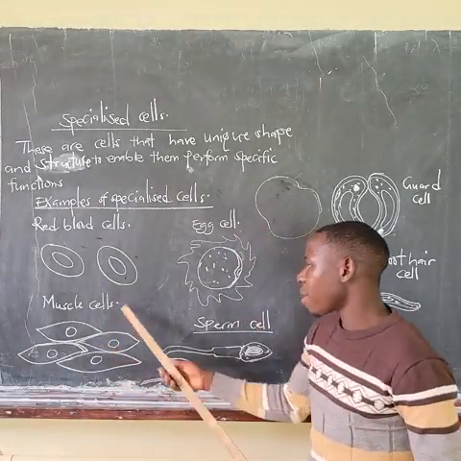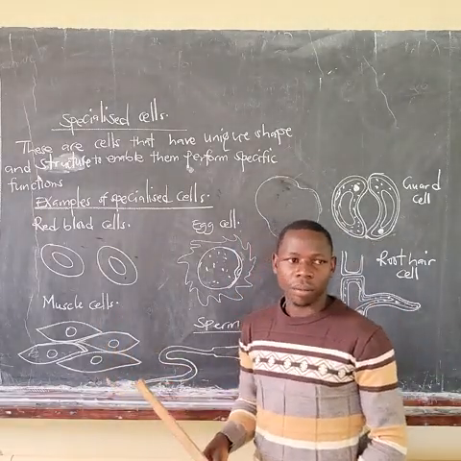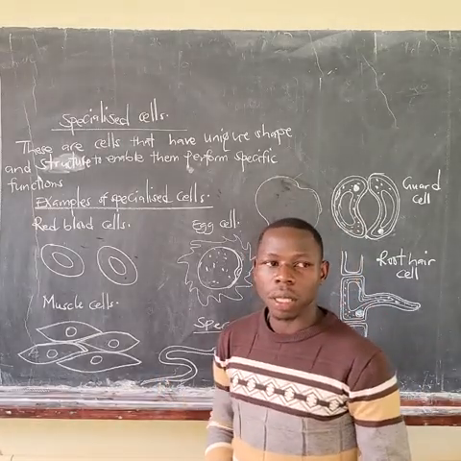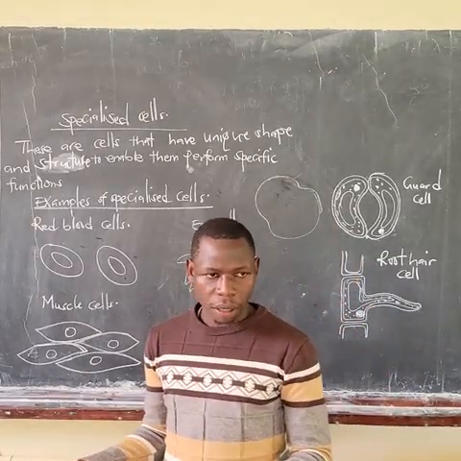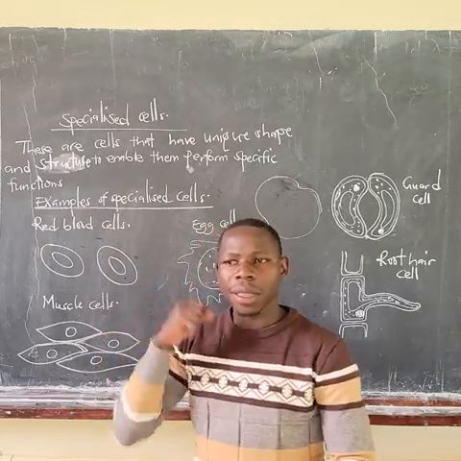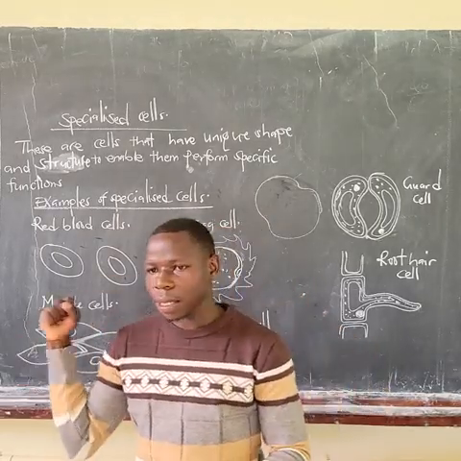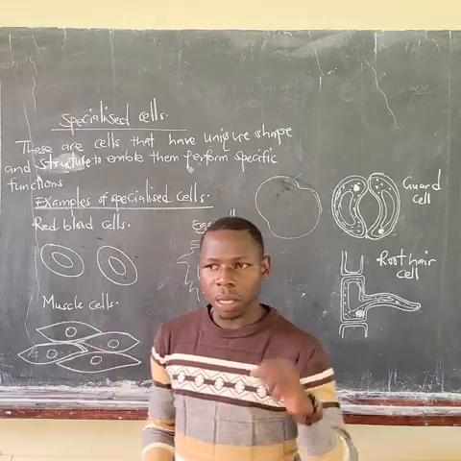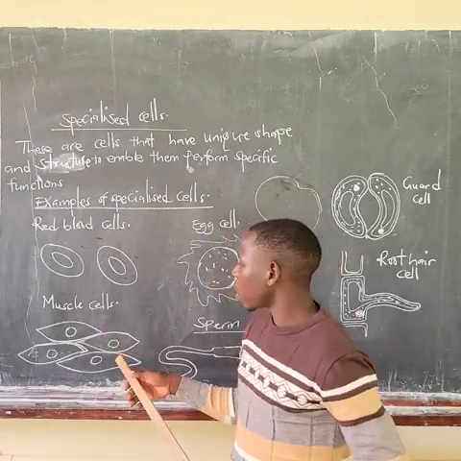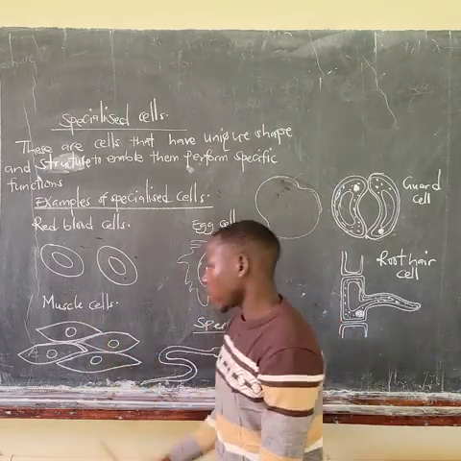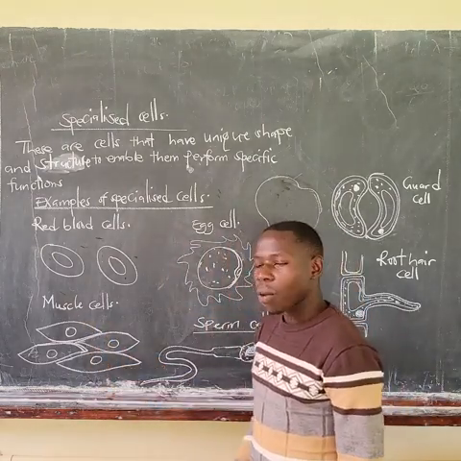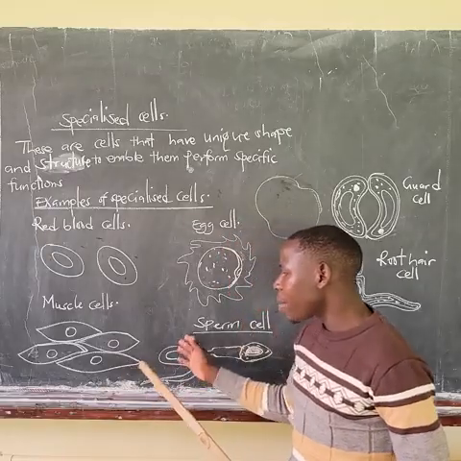Number 2, we have the muscle cells. Learners, we have muscles in the body. We have muscles everywhere. You know, when people flex like this, they say those are muscles. So we are looking at the muscle cells. When we look at the structure of a muscle cell, it is of this shape. Now, what's the difference?